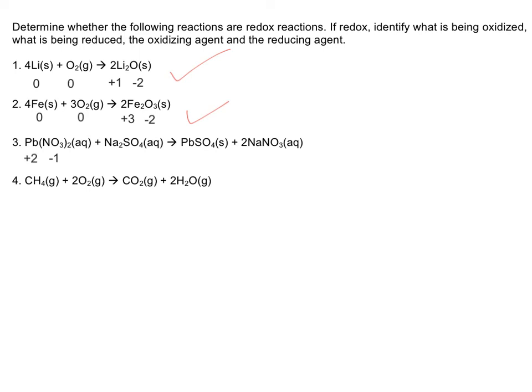All right. Our sodium we know is going to have to be +1, and the sulfate, again, I'm going to treat that as one thing just to make it easier, is going to be -2. And then on the other side, we have lead with sulfate. Sulfate has -2, so the lead must be +2. And we have sodium and nitrate, which are +1 and -1. So nothing changed there in terms of our oxidation numbers, so this is not a redox reaction.